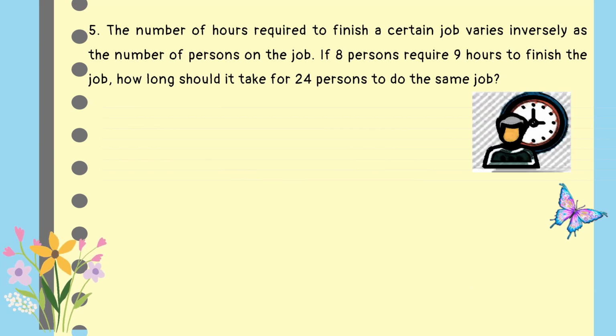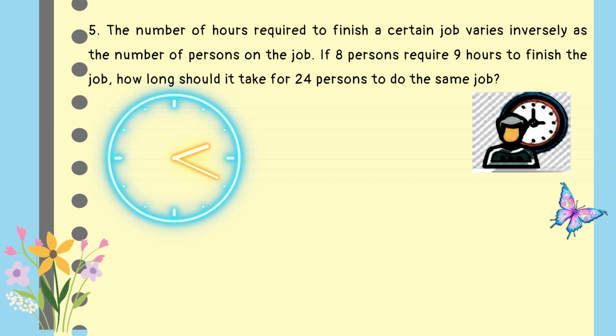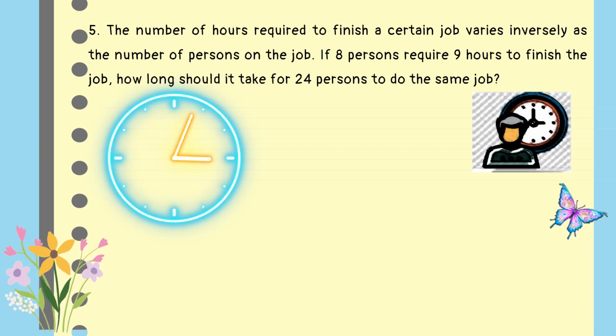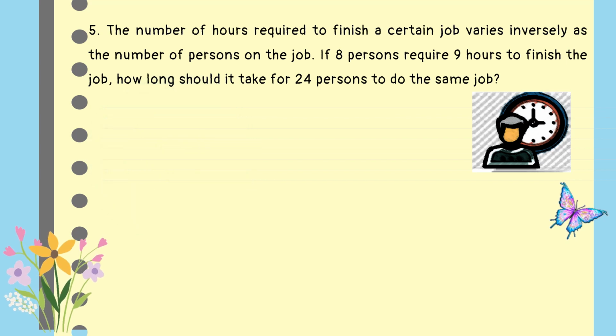And the last one, the number of hours required to finish a certain job varies inversely as the number of persons on the job. So obviously, if there are more persons to do the job, it would only take less time to finish that job. If 8 persons require 9 hours to finish the job, how long should it take for 24 persons to do the same job? So the number of hours, let's say it is T, is inversely proportional to the number of persons on the job. So let's say K and the number of persons be P. So T is equal to K over P.